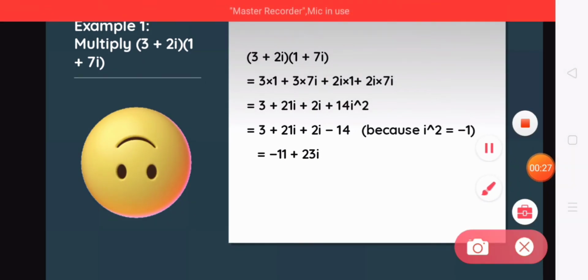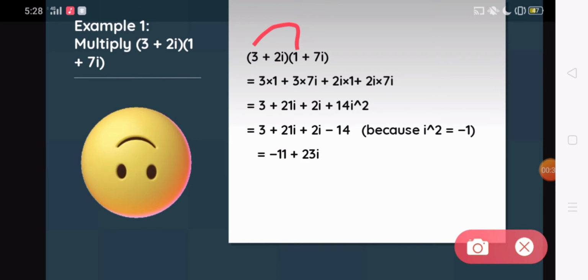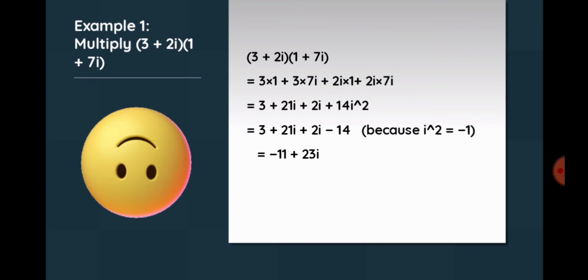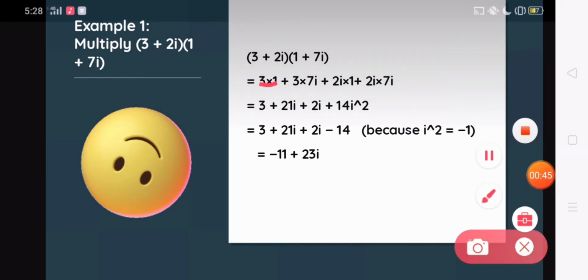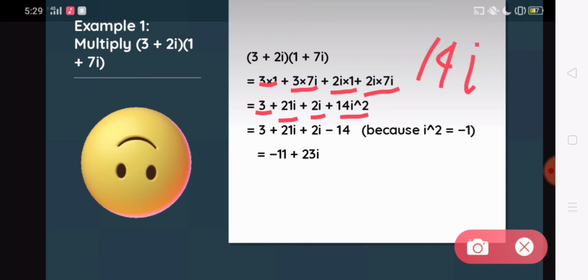So in multiplying complex numbers, we can use the FOIL method. So 3 times 1. 3 times 7i. 2i times 1 and 2i times 7i. So let us now multiply. 3 times 1 is 3. 3 times 7i is 21i. 2i times 1 is 2i. And 2i times 7i is 14i squared, because 7 times 2 is 14 and i times i is i squared.